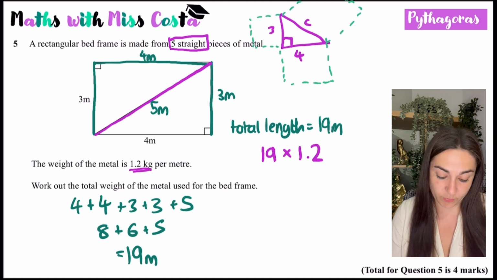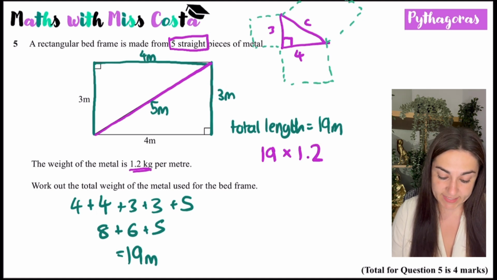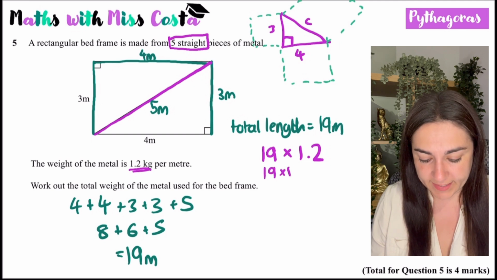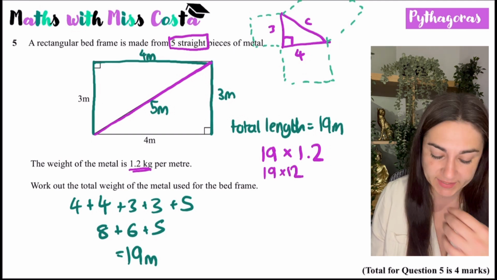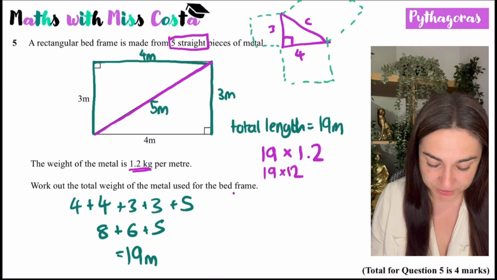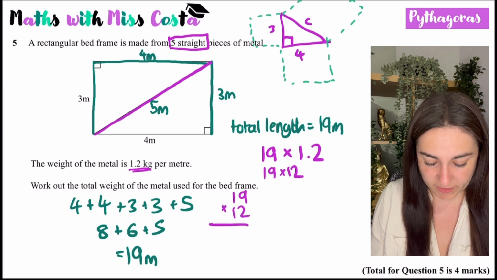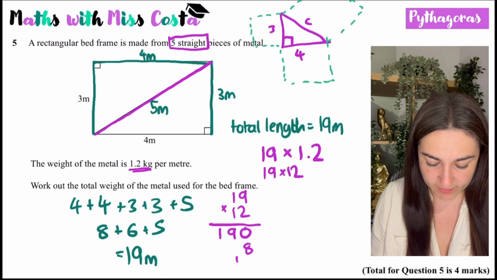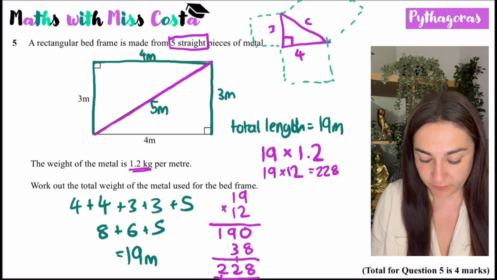For 1 meter, it's 1.2 kilograms. For 19, you're going to have to do 19 times 1.2. So once again, we're going to multiply them. So I've got 19 times 12, turn them into whole number integers, just like we did with the first multiplying decimals question. Then we've got 19 times 12. So 1 times 9 is 9, 1 times 1 is 1, 2 times 9 is 18, 2 times 1 is 2, plus the 1 is 3. 0 plus 8 is 8, 3 plus 9 is 12, carry the 1, and then you've got 228. So I know 19 times 12 is 228.